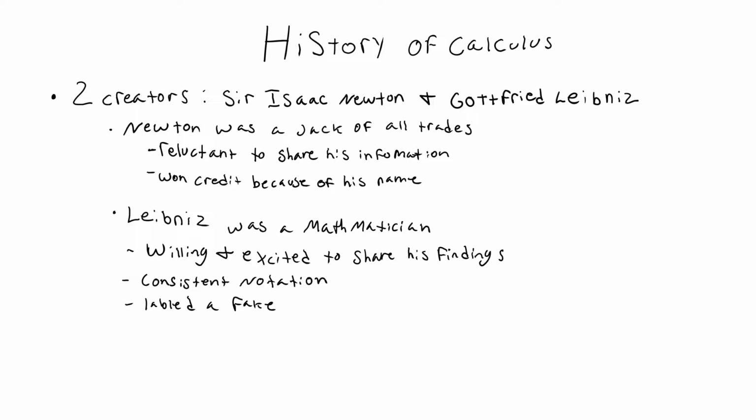The difference between Isaac Newton and Gottfried Leibniz was that Leibniz was more willing to share his work with the public. Not only that, but he kept his notation neat and consistent, unlike Newton, who just used whatever he felt that day. However, since Newton had the more well-known name during their time, Newton was the one who received credit for calculus, and Leibniz was labeled a fake for plagiarism. An accusation that he never really overcame.